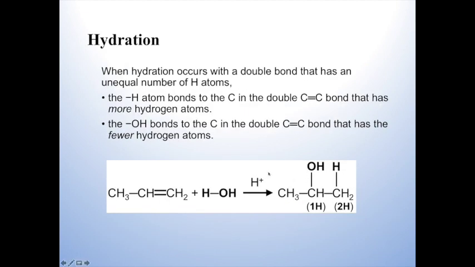Now, hydration occurs with a double bond that has an unequal number of hydrogen atoms. The carbon in the double bond that has more hydrogen atoms will accept the hydrogen, and the OH bonds to the carbon that has the fewer number of hydrogen atoms, just like in Markovnikov's Rule.